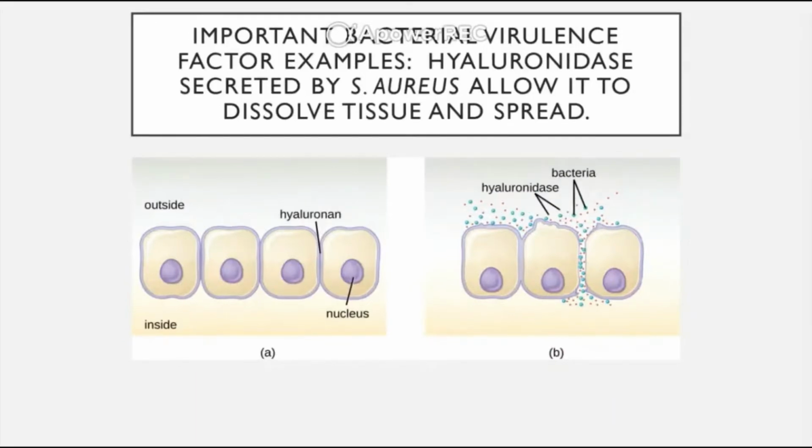A final example of a bacterial exoenzyme is the enzyme hyaluronidase, which attacks hyaluronan, which is an important component of some of the body's connective tissues. And here we can see, using this hyaluronidase, it can break down connective tissues and increase spreading of the bacteria.